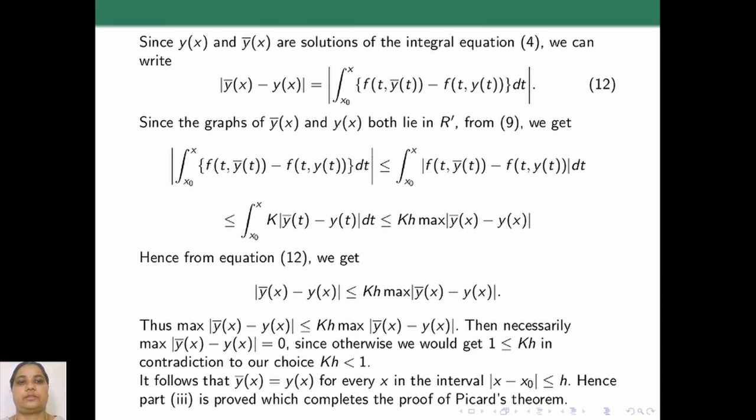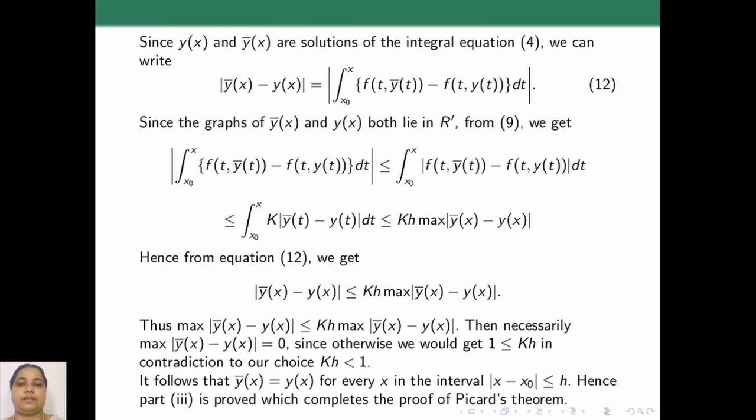Hence, from equation 12 we get |ȳ(x) − y(x)| is less than or equal to kh times the maximum of |ȳ(x) − y(x)|. Hence, the maximum of |ȳ(x) − y(x)| must be less than or equal to kh times the maximum of |ȳ(x) − y(x)| for all x belonging to the interval |x − x0| ≤ h.